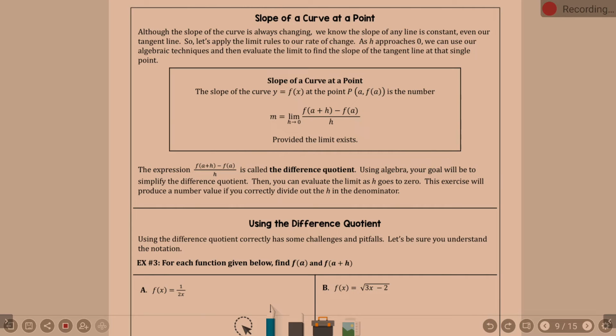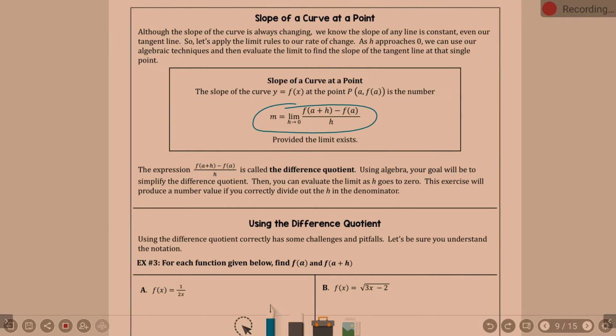I want to say we don't officially use the word derivative until 2.2 or 2.3 maybe. No, we use it in 2.2. But this is where we're leading into. So the slope of the curve y equals x at the point P is whatever that is. So slope of the curve. This is the slope of the tangent line. Derivative, slope of the tangent line.